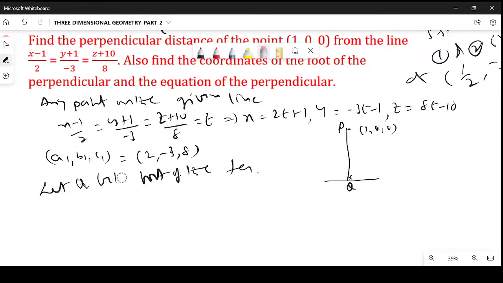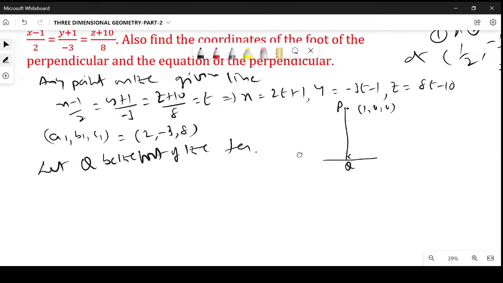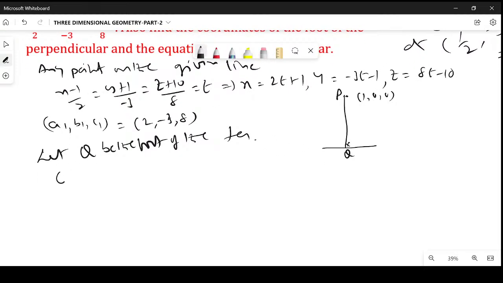Let Q be the foot of the perpendicular. Then Q is equal to the general point we have: 2t plus 1, minus 3t minus 1, and 8t minus 10. Correct. But I can find the DRs of PQ.